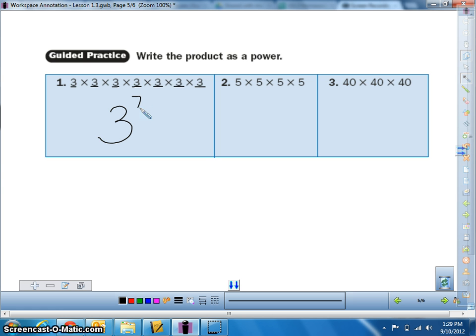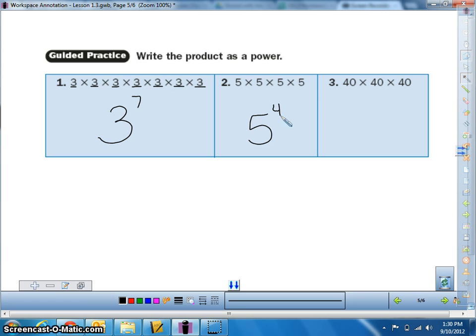How about over here for number 2? What's going to be my base here? Yep, you're right. 5 is the base. And what would be my exponent? How many times is 5 repeated? How many times is 5 taken times itself? If you guessed 4, you got it correct. 5 to the 4th power.